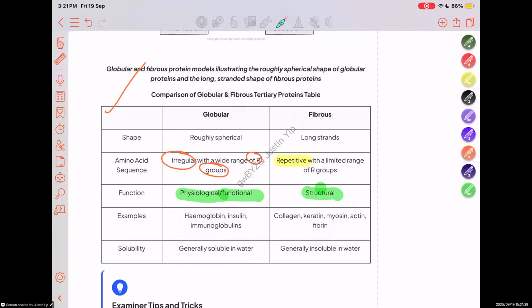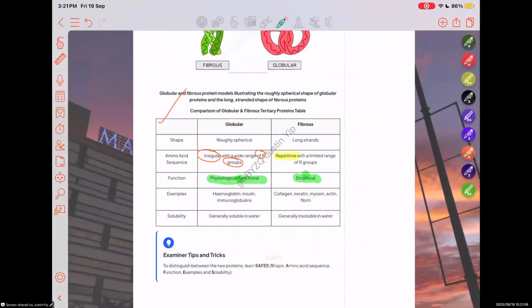And fibrous proteins are generally insoluble, for example actin and myosin. This one you will learn in A2, I think; in A2 you will learn myosin and actin. And collagen and keratin are your nails and hairs. And fibrin is also a protein in your muscles. So this is the part.